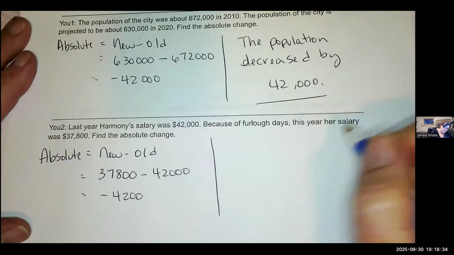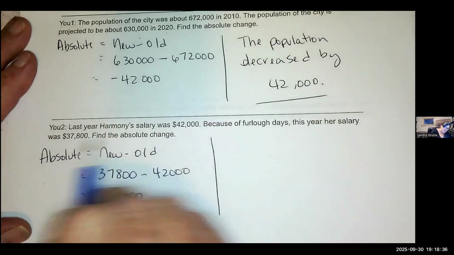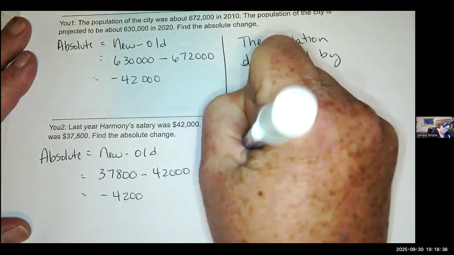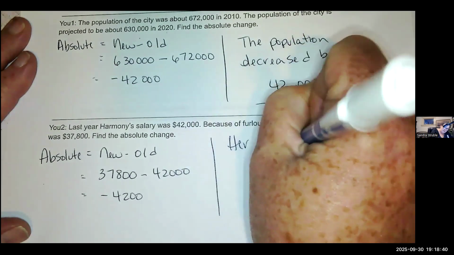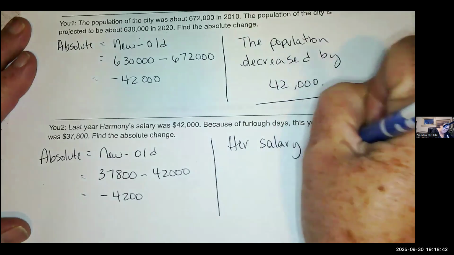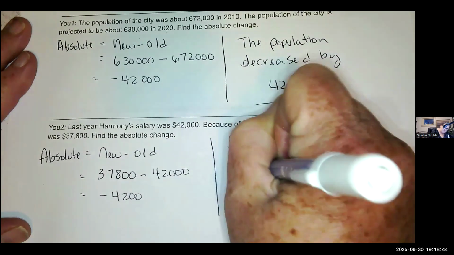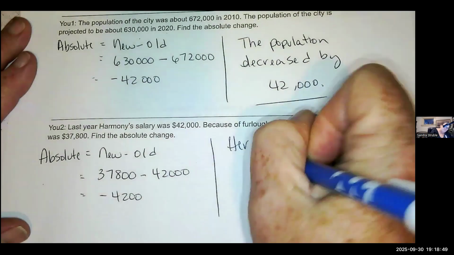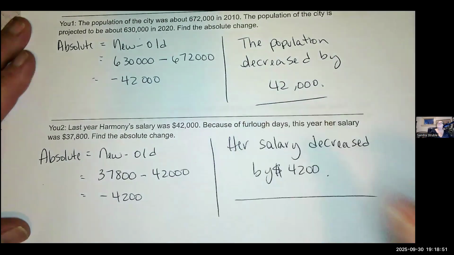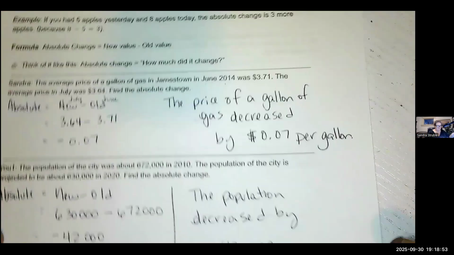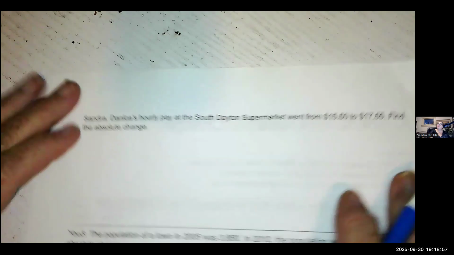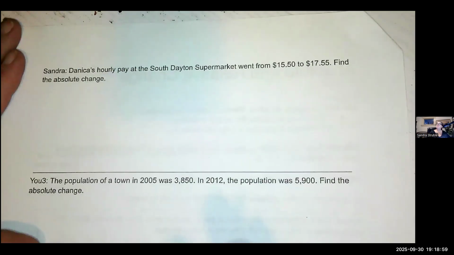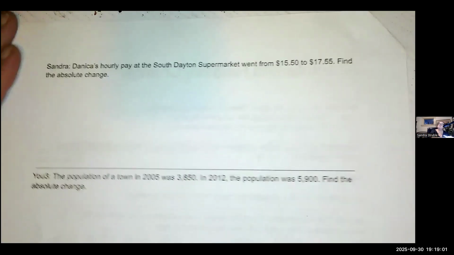So it says this year her salary, so her salary decreased by 4,200 what? Dollars. Okay, let's go to the next one. If you find you have questions as I'm going through this, or you're getting different answers and you want to go discuss it with me, please make a note of it and come talk to me.